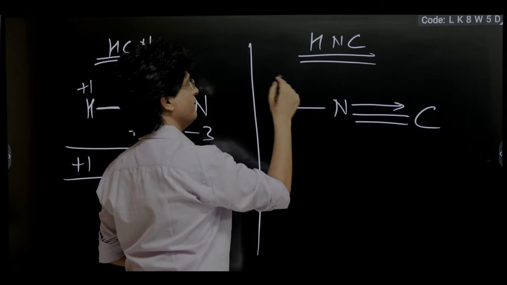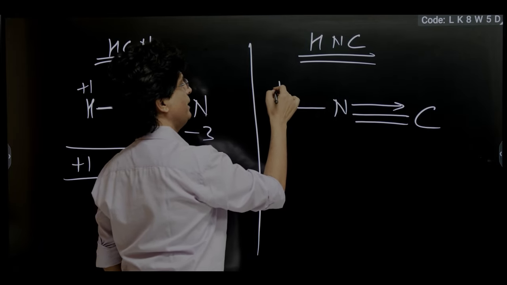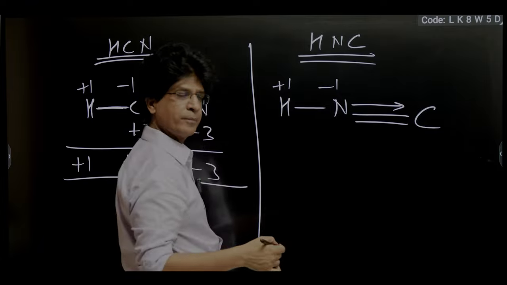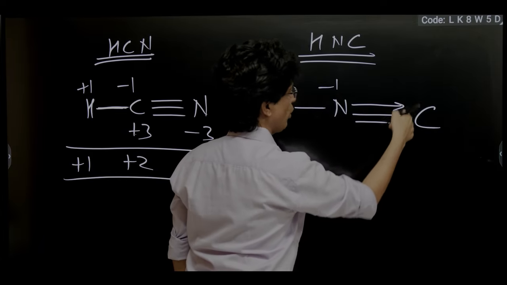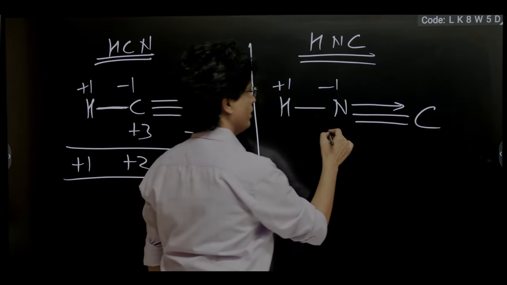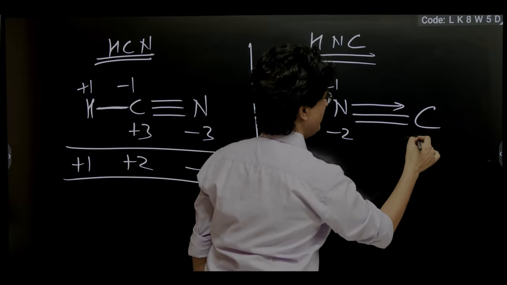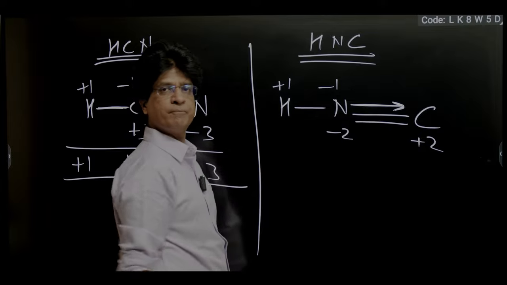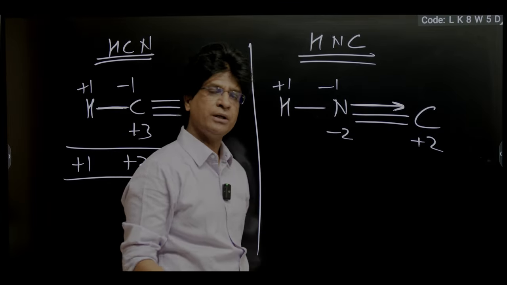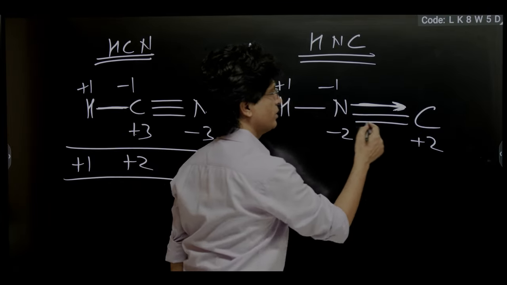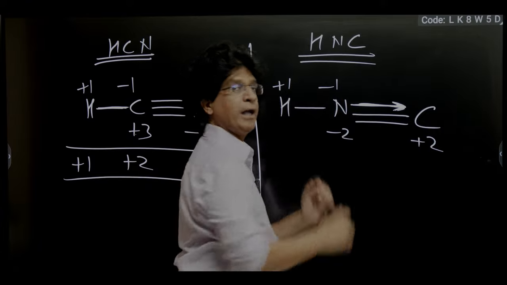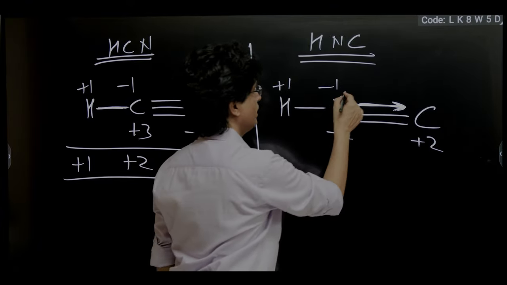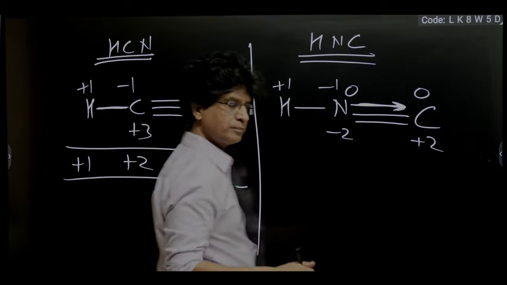H is less electronegative. So for each covalent bond, it will be plus one. This will be minus one. Out here, for these two covalent bonds, N is more electronegative. So minus two and this will be plus two. But since nitrogen is more electronegative, even though it is donating electrons, they will not belong to carbon. They belong to N only. So this will be 0 and 0.